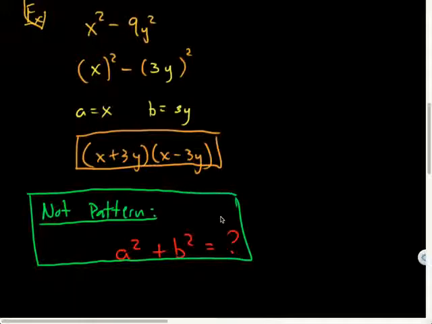So there's no way I can factor the sum of two squares pattern. It just doesn't exist. It can't. The reason is I'd be trying to find the factors of b that add to be 0, and I can't have two positive numbers or two negative numbers that add to be 0. It just doesn't work, right? Just can't be done. So there's no such pattern for that.